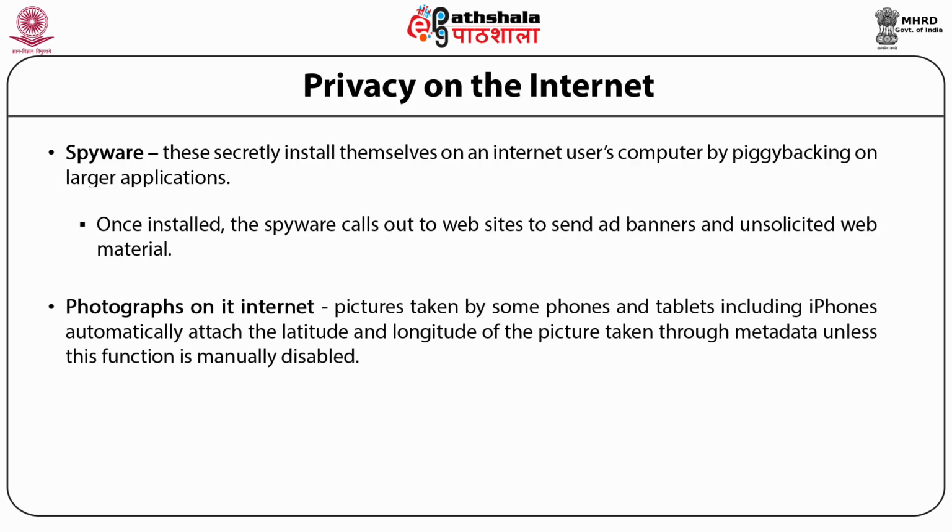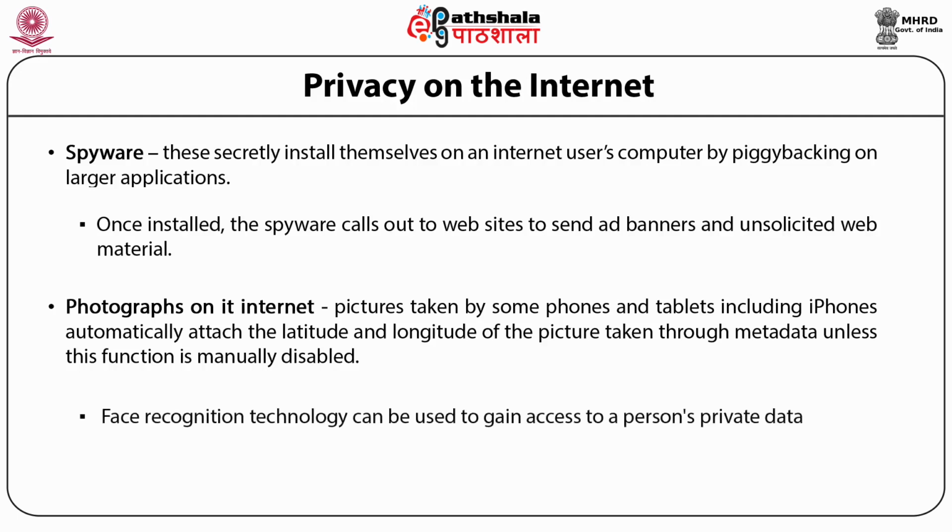Photographs on the internet. Pictures taken by some phones and tablets, including iPhones, automatically attach the latitude and the longitude of the picture taken through metadata unless this function is manually disabled. Face recognition technology can also be used to gain access to a person's private data.